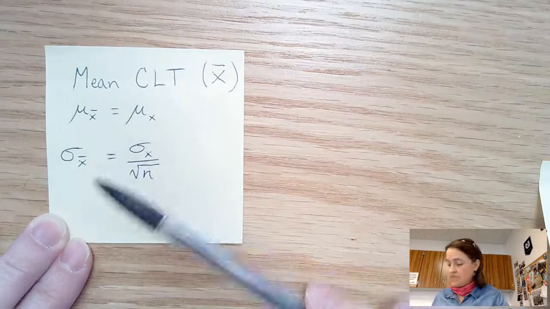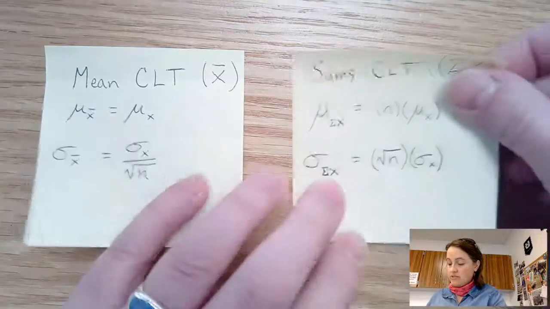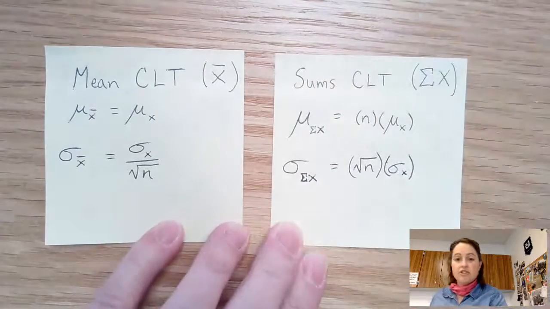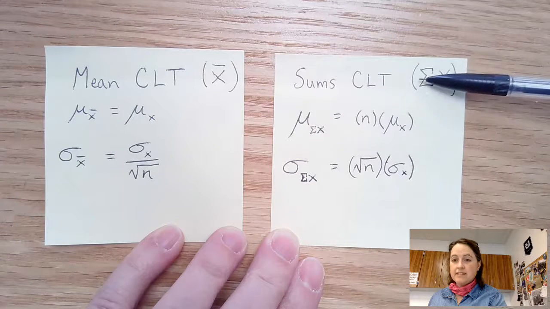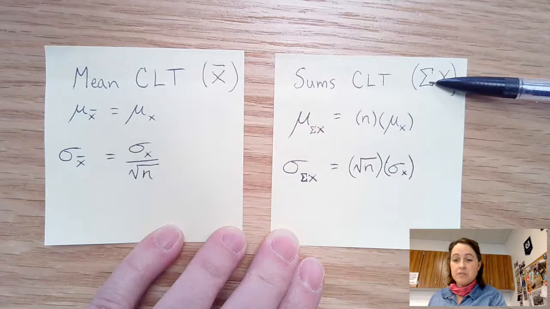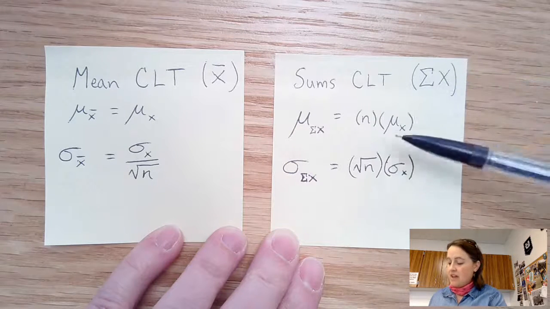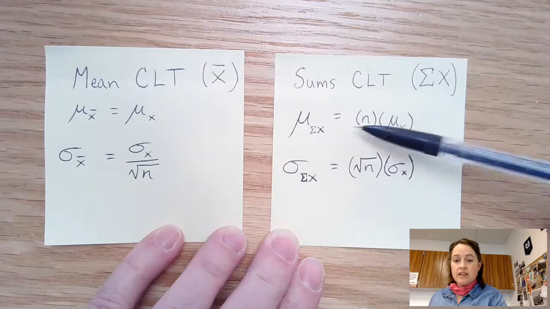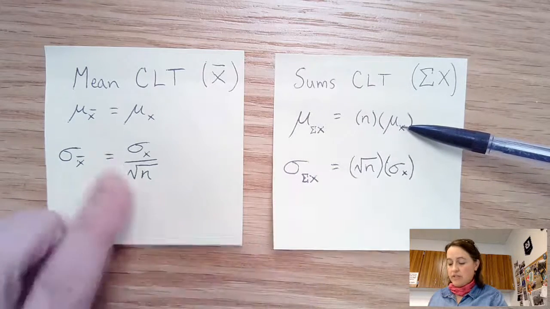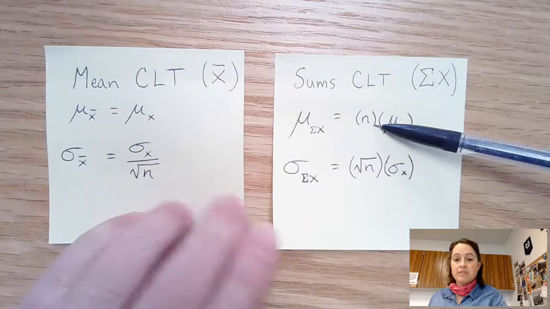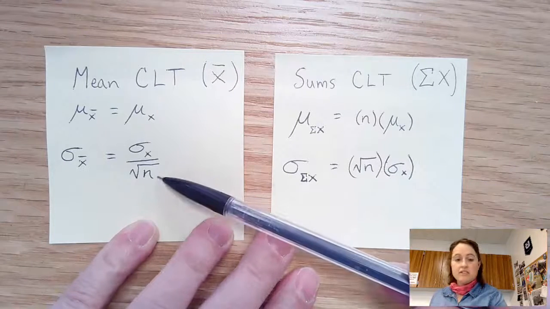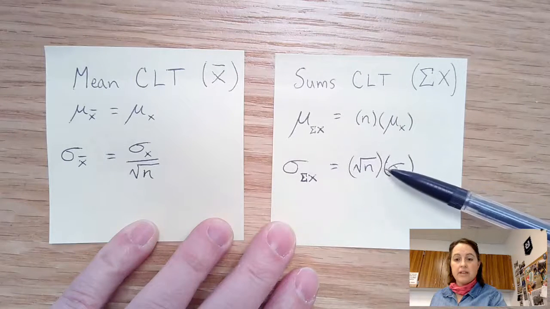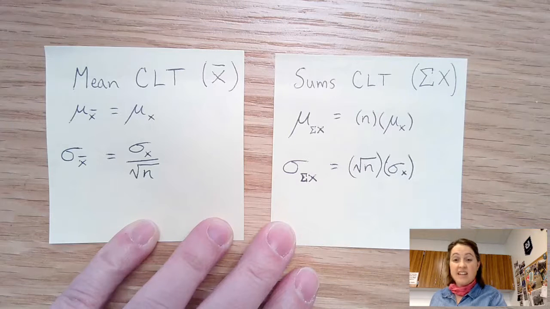Okay, so this is what we did in the last video, and this is what it's going to be for sums. I just wanted to show you these side by side, so they're very similar. All right, so this is a capital sigma. We mean that as sums when we add things together. So the sum of x. And to do the mean for this, it's not just the exact same as it was over here. We have to multiply it by the sample size. Okay. And then for the standard deviation, instead of dividing by the square root of n, we now multiply by the square root of n. Other than that, everything else stays pretty much the same.